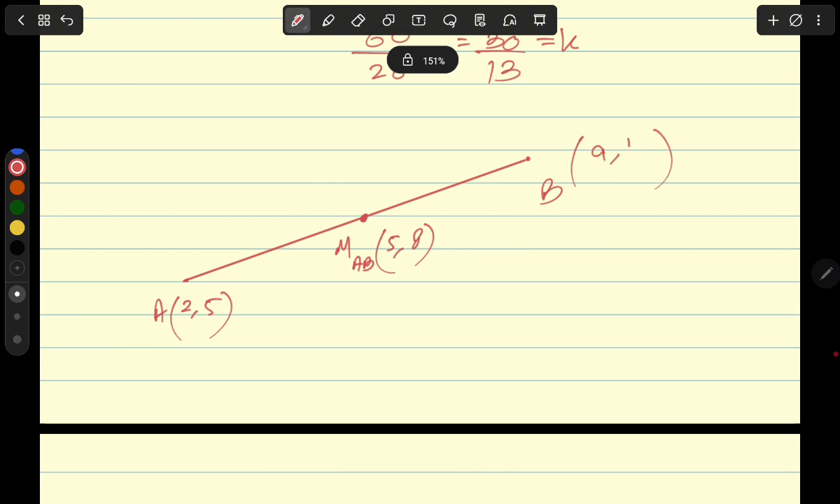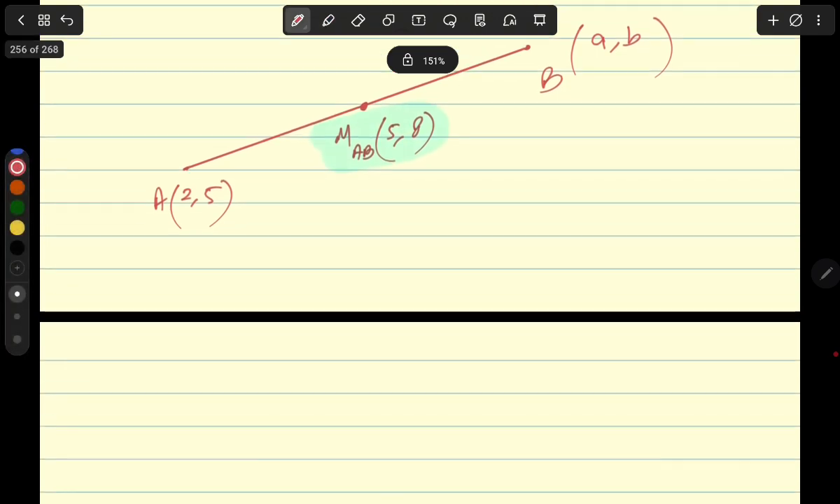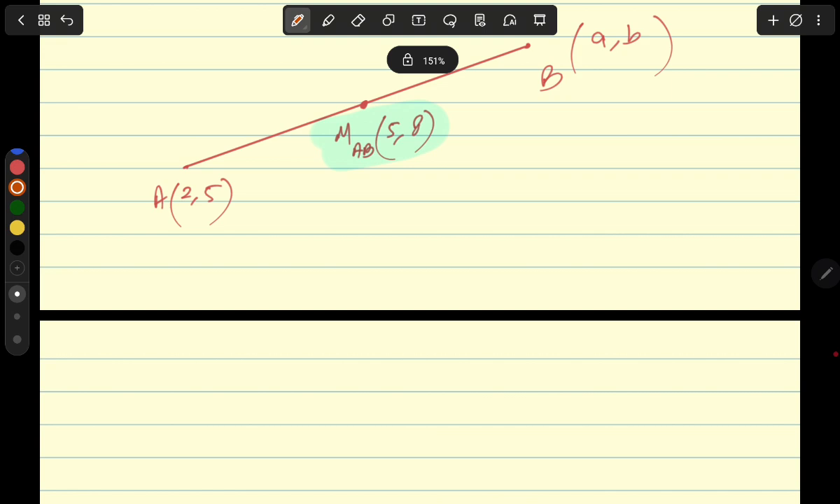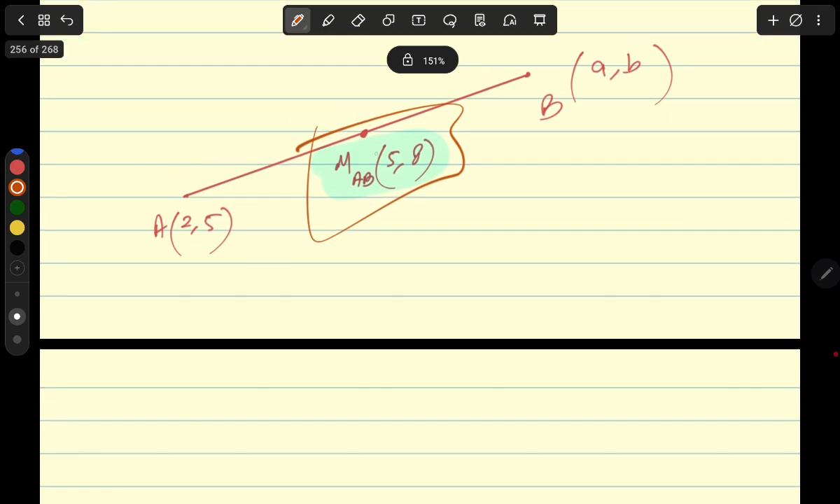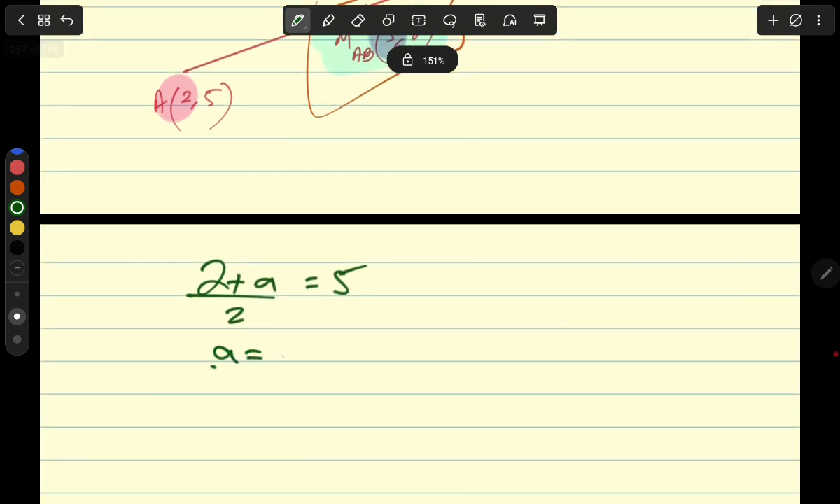Let's say this is A comma B, but you do know for certain that this M coordinate is the midpoint between A and B. Now what should you do? Since you understand that M is the midpoint of A and B, and you know the formula for this, you can see that this 5 right here must be the average of this 2 and this a. So I will write down that (2 + a)/2 must be equal to 5. Therefore, a is going to be 8.